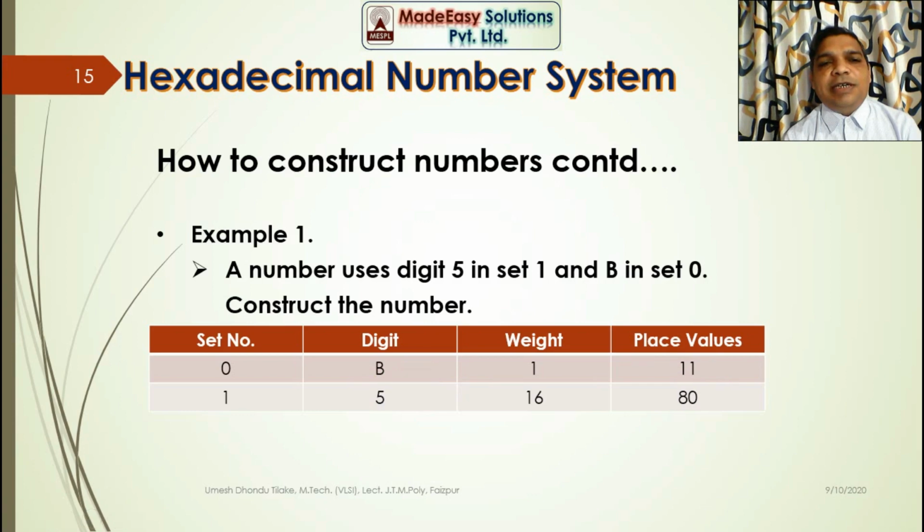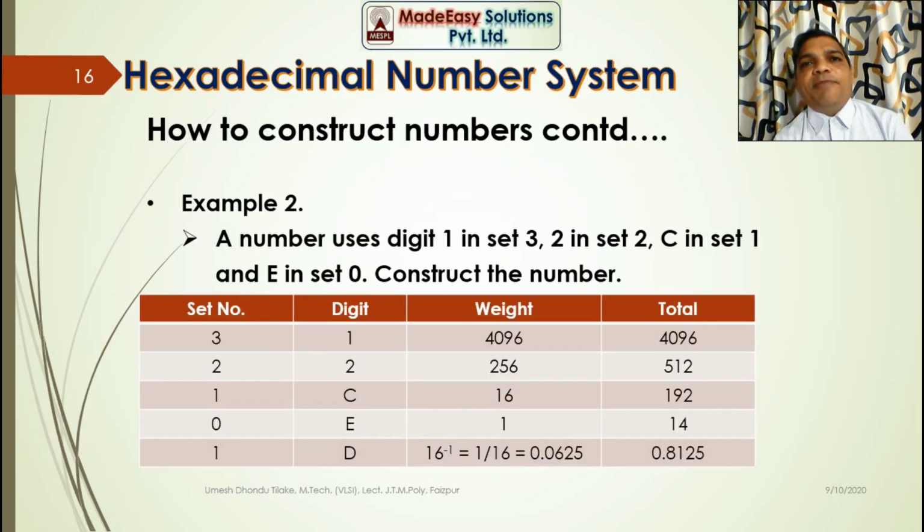Now let's move towards the next example. Next example consists of fractional part as well as integer part. So see here, again I have rearranged the set numbers. I have used 0 as a center point over here. From 0 in upward direction I have used the set numbers of integer part, and from 0 in downward direction I have considered the set numbers of fractional part. So here you can find out the weight. Before that we have to check the place digits, whether we have placed correctly or not. So let's find out. This number uses digit 1 in set 3. So I have placed digit 1 in set 3. Okay, that's correct. It uses digit 2 in set 2. So I have placed digit 2 in set 2. Correct.